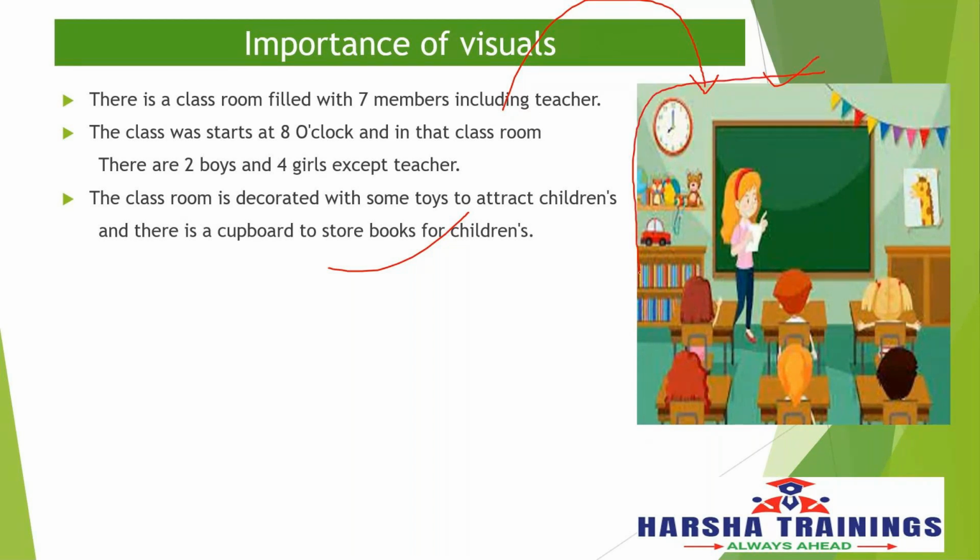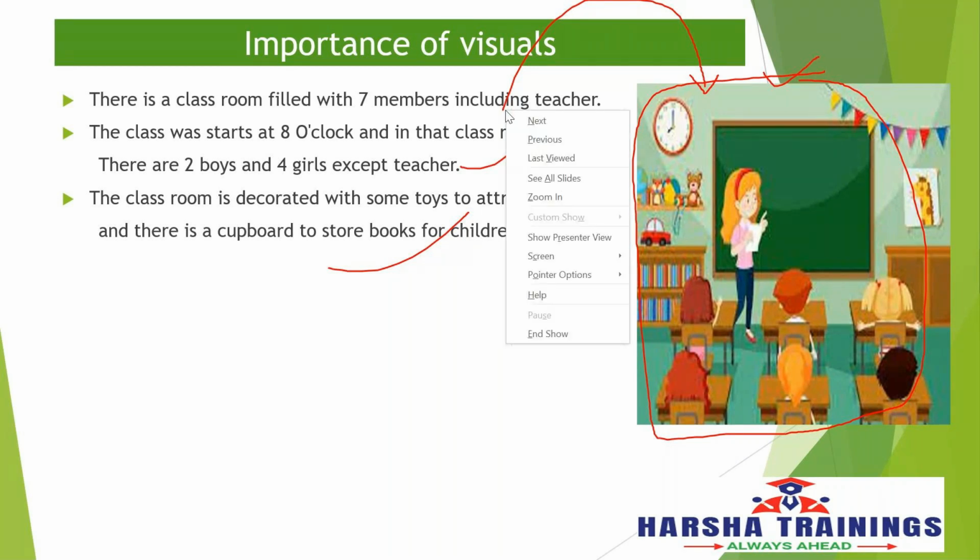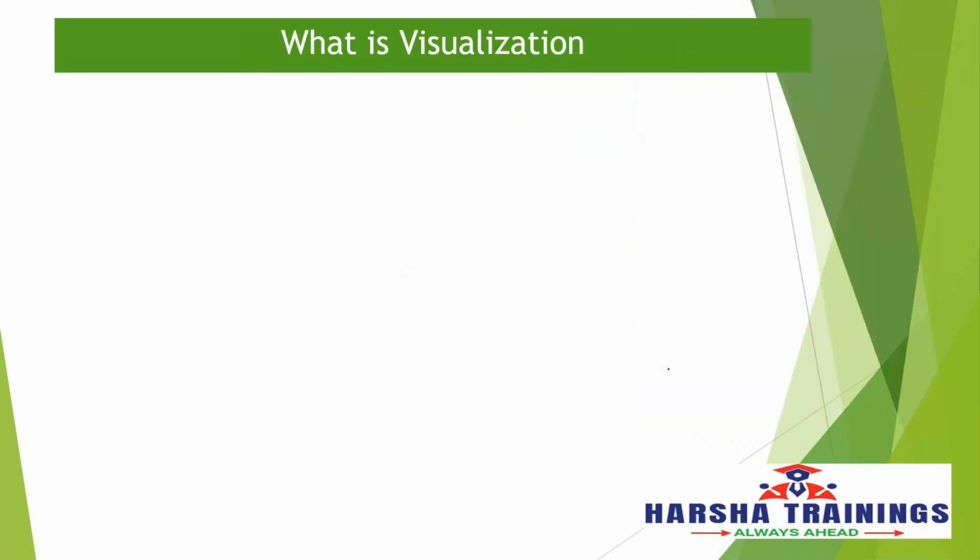When the data is represented graphically, it is called a visual, right? Clear? So for the visualization, the importance of visualizations we are done. Now we are going to see what exactly a visual is. For that, I have one example to make it clear.